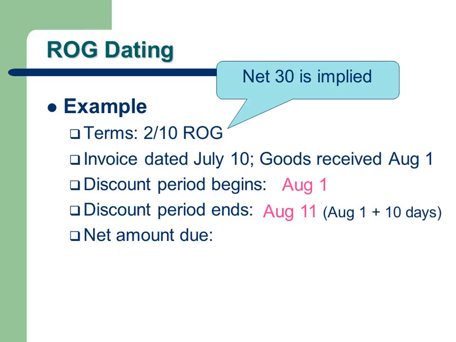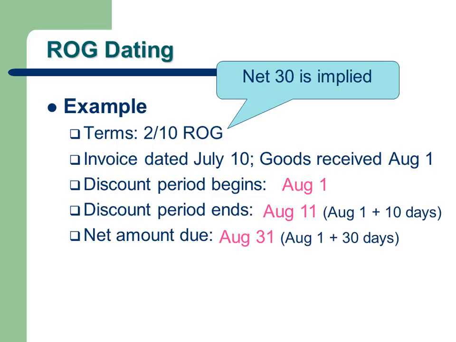Then when does the discount period end? It's 10 days from August 1st, so August 1st plus 10 days, that will be August 11th when the discount period ends. And finally, the absolute net amount due date will be August 31st.